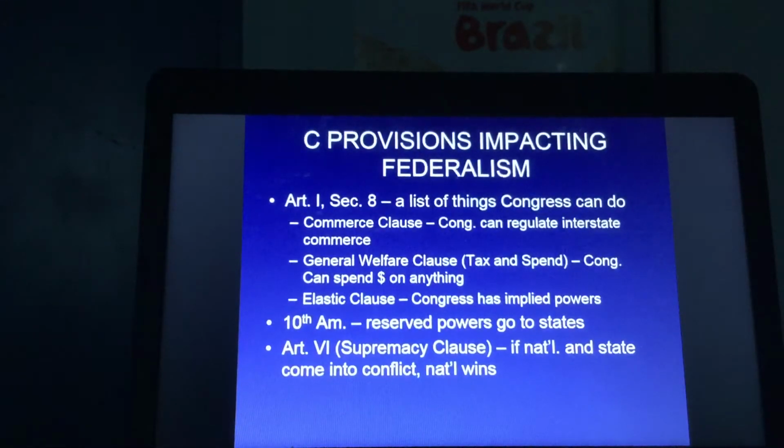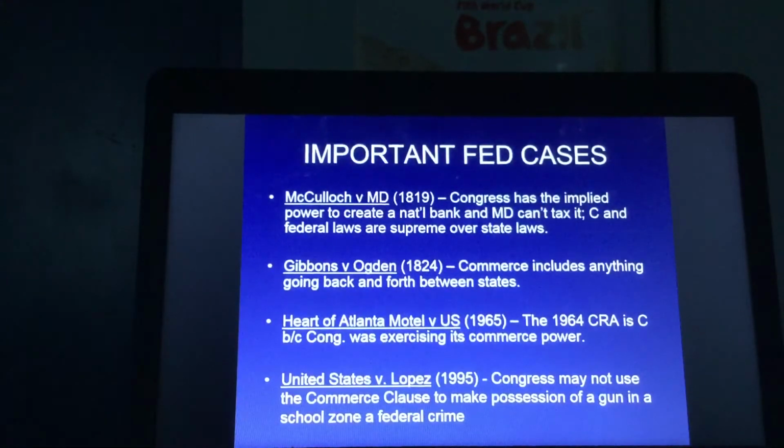And then the Supremacy Clause says if the national and state come into conflict, as long as the national government is doing something it's allowed to do, the national is going to win. The state can't do anything to undercut it, like tax the national government or anything like that, and that's called the Supremacy Clause. And then these are the cases that we looked at yesterday, a couple of the bigger ones.